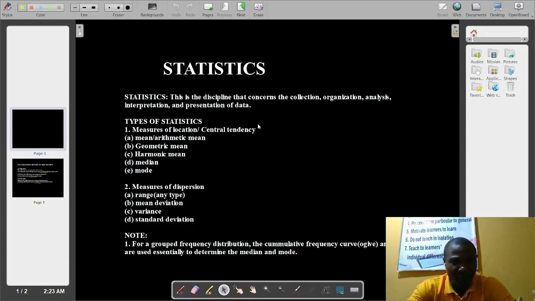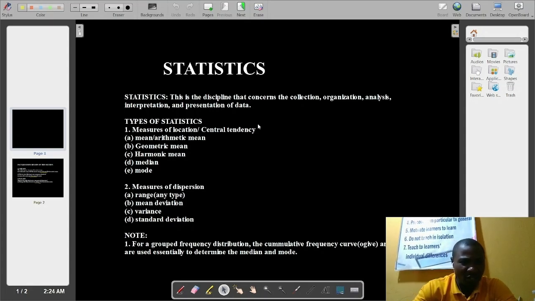Now, the second aspect or the second type of statistics is the range. It's what they call the measures of dispersion. Now, the examples of your measures of dispersion are what you can see on the screen. We have the range. Now, your range here can be of any type: your normal range, or your semi-interquartile range, or your interquartile range, or any kind of range that you see in any question has to do with what we call measures of dispersion. Then we have your mean deviation, your variance, and then the standard deviation.